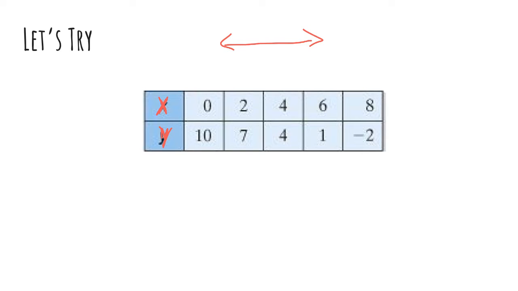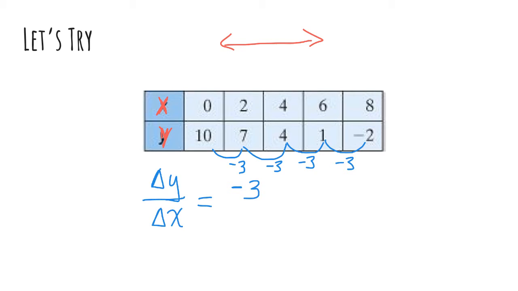Well, my first step says I have to find the change in y over the change in x. So I'm going to look here from 10 to 7. The change is -3. From 7 to 4, I'm also going to subtract 3. 4 to 1, still a -3. And the 1 to -2 is also a -3. So my change, it looks like I'm counting down by 3s each time.